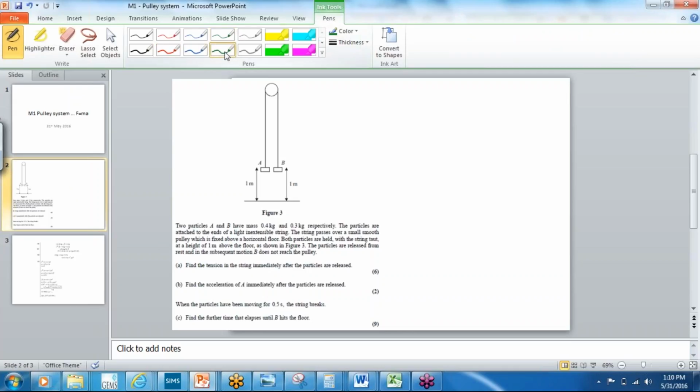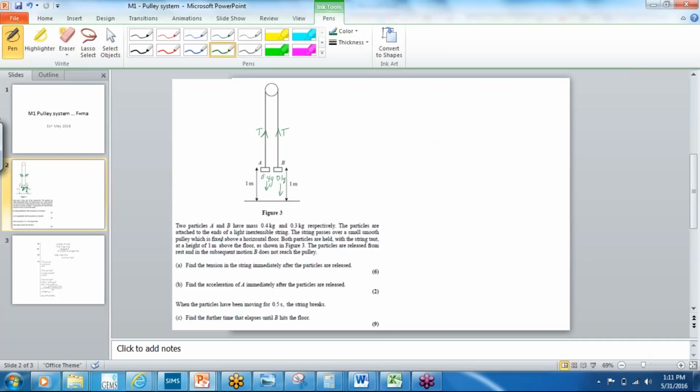Two particles, A and B, have mass 0.4 kilograms for A and 0.3 kilograms for B. So that's 0.4 G force down for A, and 0.3 G force down acting on B. They're attached to the ends of a light inextensible string, so the string does not have any mass and will not stretch, so the tension is constant. So we'll put here there's a tension up here, there's a tension up here. Those tensions are the same because they're in the same string.